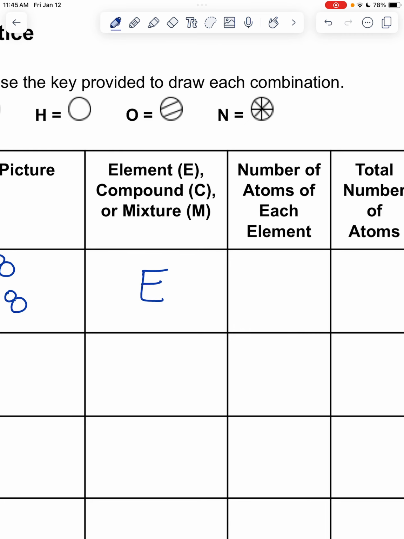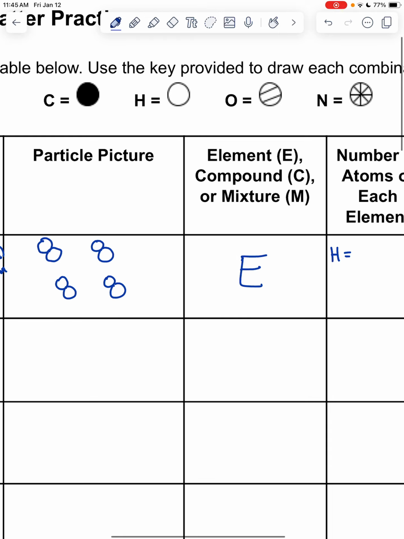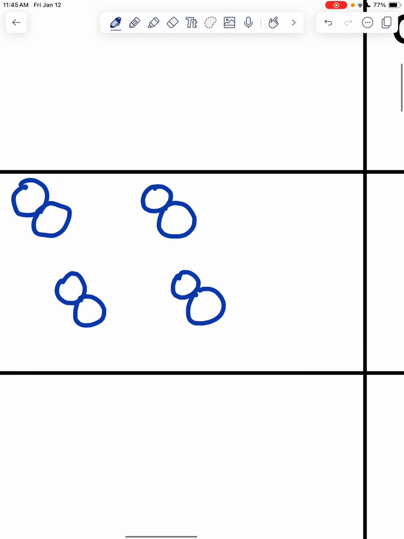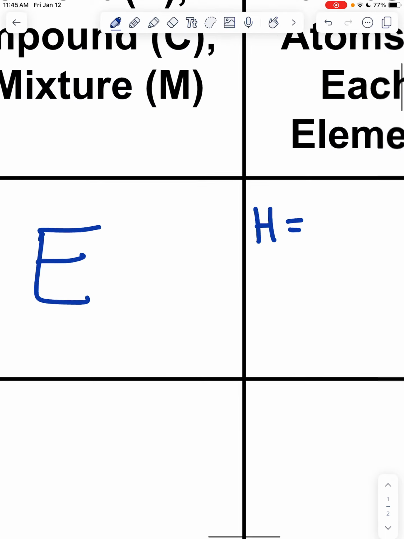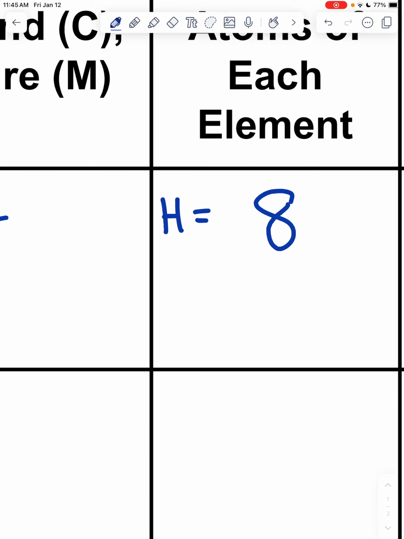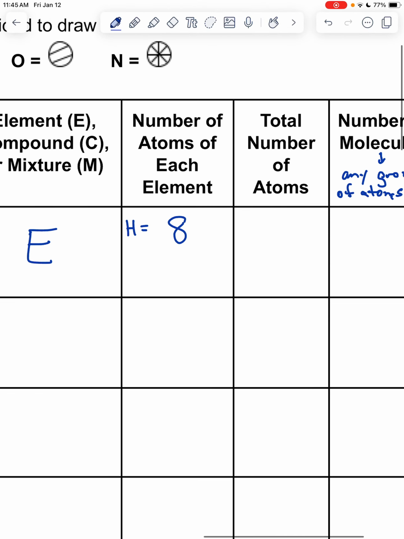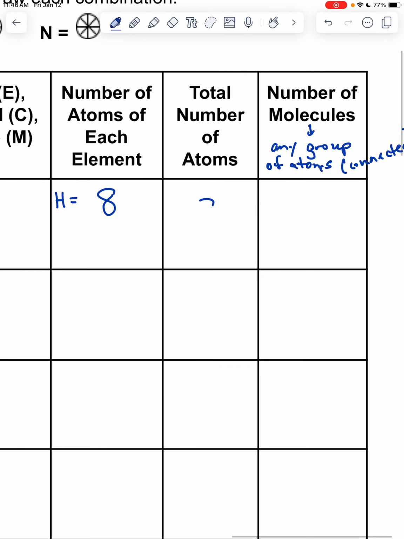Now, the way this is worded could be confusing at first. You'll get the hang of it. But when we look, we see that we have just hydrogen, which means that we just count up all of those individual circles, which is 1, 2, 3, 4, 5, 6, 7, 8. We have 8 atoms of each element. Since there's only one element here, it's just hydrogen. Total number of atoms would be the same then, and number of molecules.